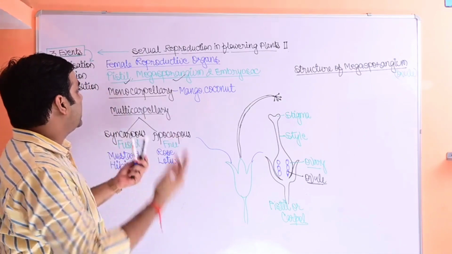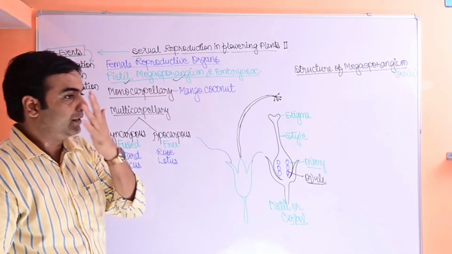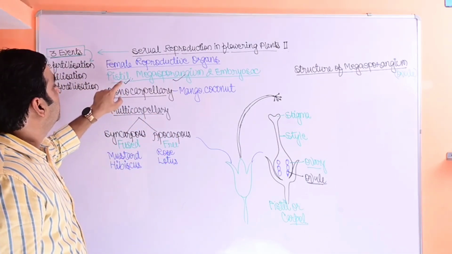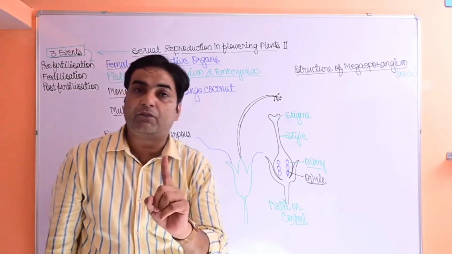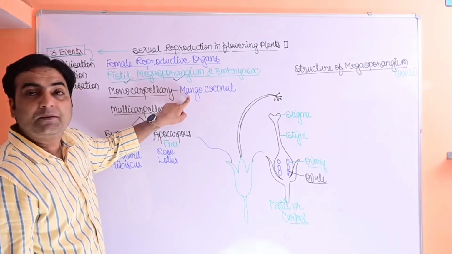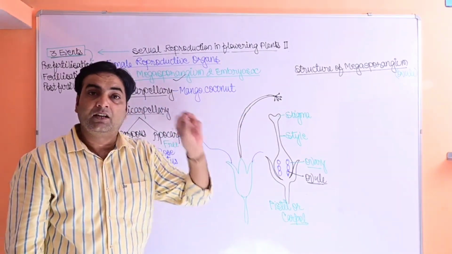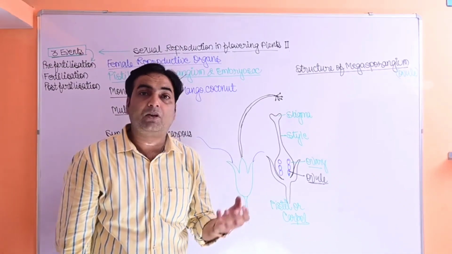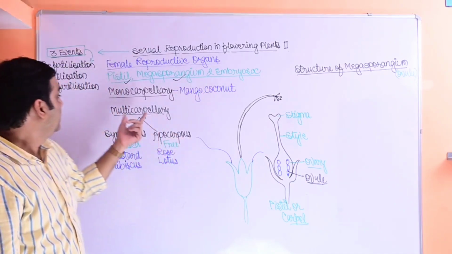So let us start with the coming topic of the female reproductive organ in the flowering plants. This is pistil, or this is also called carpel. When the number of carpels is 1 in a flower, it is called monocarpellary, and examples are mango and coconut. These are examples of monocarpellary flowers. Remember it, there may be a question: write an example of a monocarpellary flower, and we will write mango and coconut.